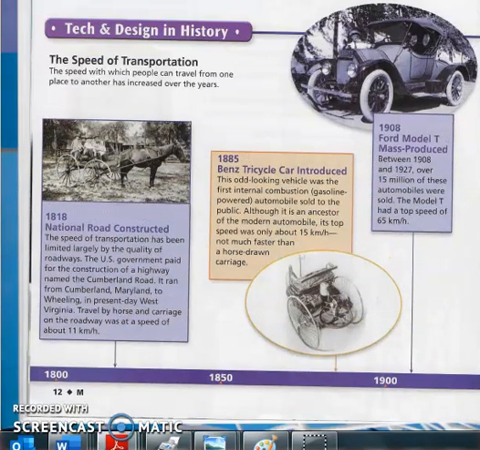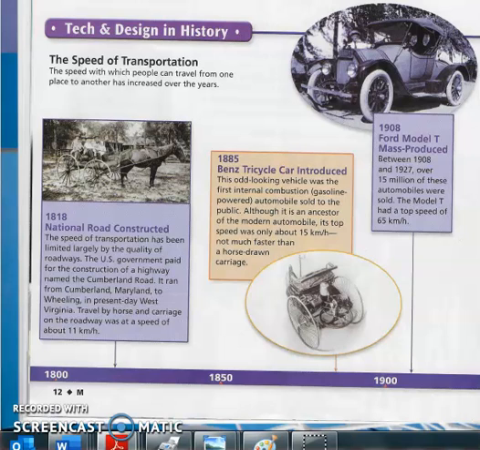Let's go back and look at our tech and design and history. In 1818, national road construction. The speed of transportation has been limited largely by the quality of roads. The U.S. government paid for the construction of a highway named the Cumberland Road. It ran from Cumberland, Maryland, to Wheeling in present-day West Virginia. Travel by horse and carriage on the roadway was at a speed of 11 kilometers per hour.